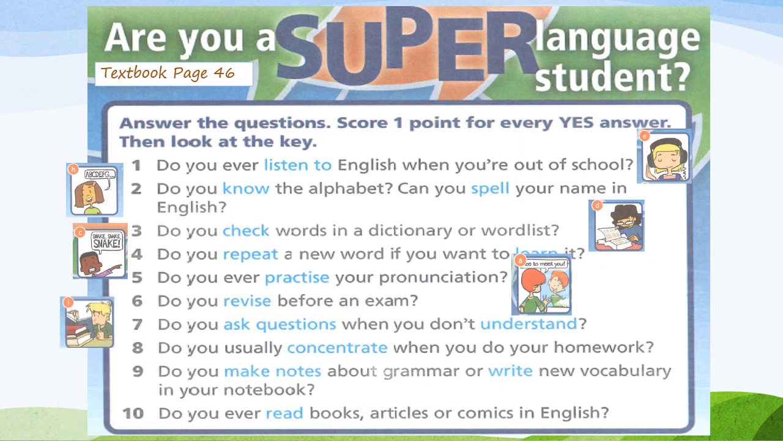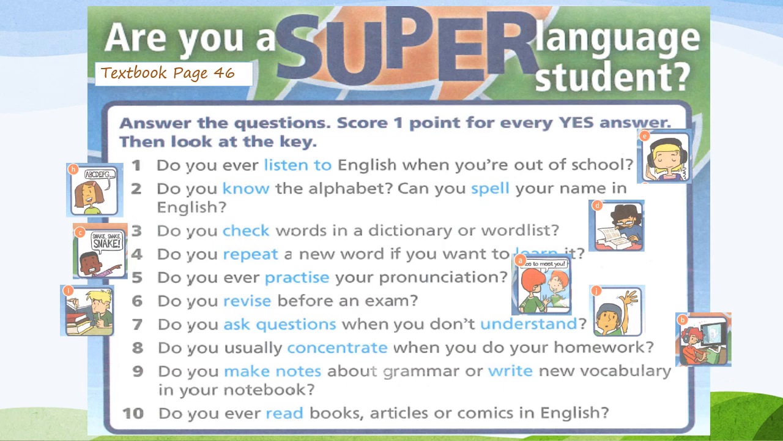Do you revise before an exam? Do you study? Do you revise? Look through your notes again before your exam. Membuat ulang kaji, 复习. Okay? Do you ask questions when you don't understand? Do you raise your hands and ask your teacher if you don't understand? 不明白, tidak faham. Adakah awak tanya soalan? 你有没有问问题? Do you usually concentrate when you do your homework?